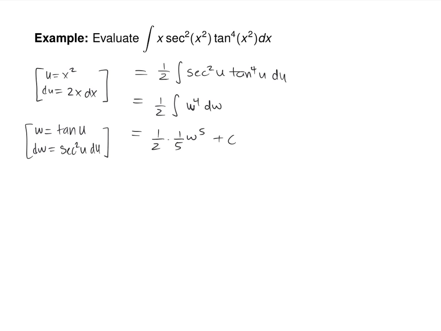Okay. So the integral of w to the fourth is 1/5 w to the fifth. So that's 1/10 tangent to the fifth of u. And what's the last thing you've got to do? Back substitute the x squared.